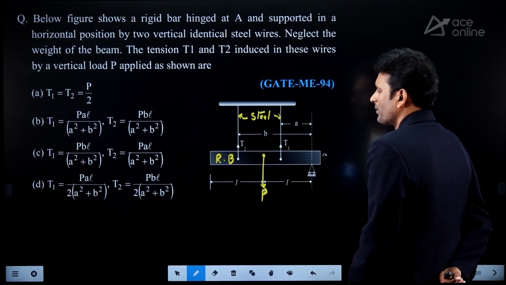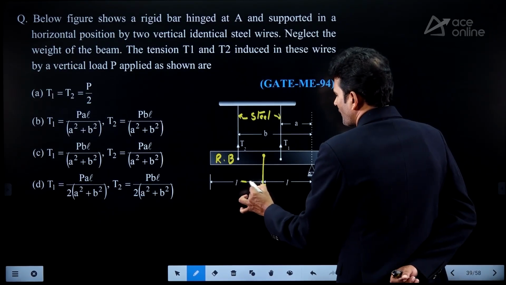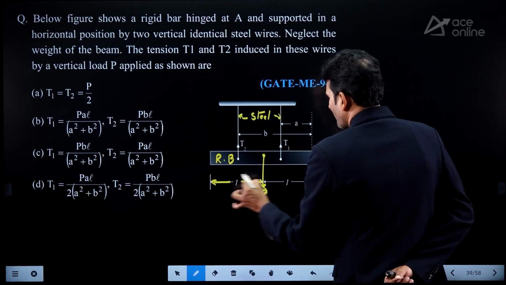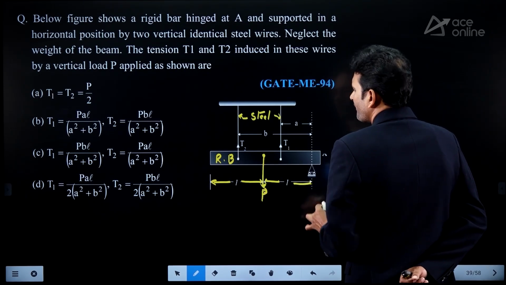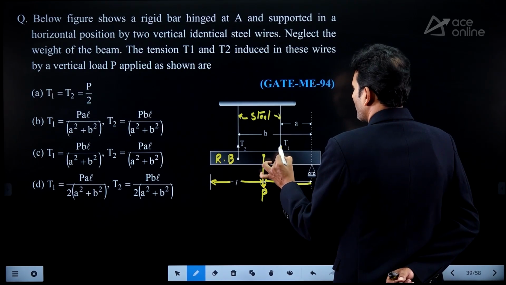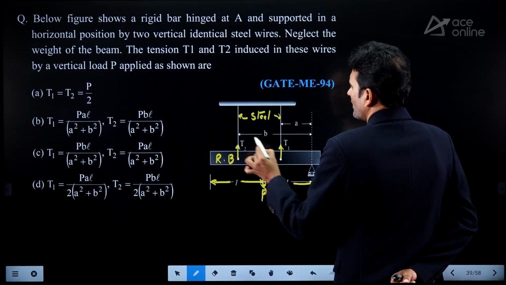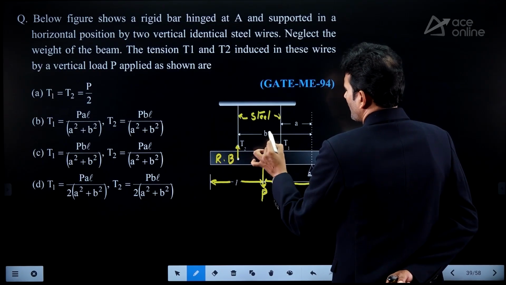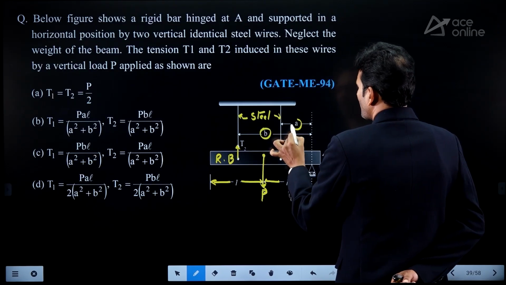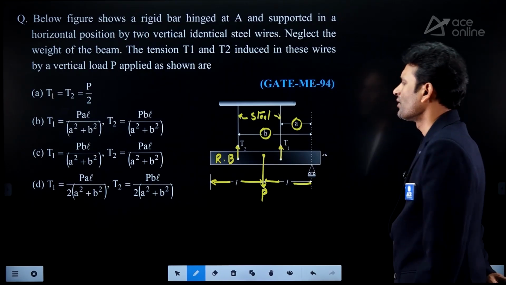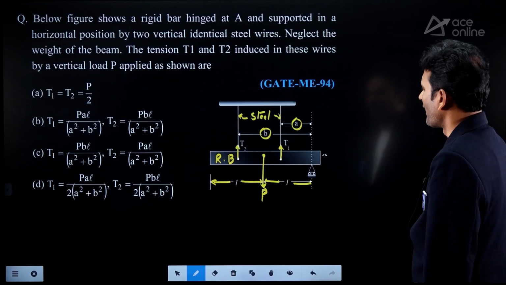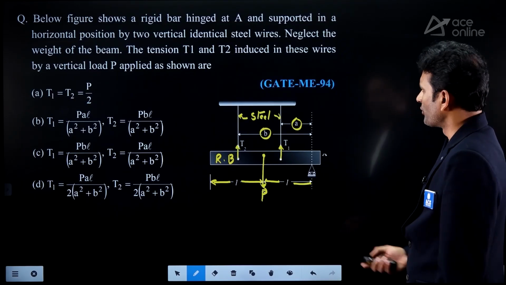That is the load. Now, this is L units and this is L units. The tension in the first wire is T1, the tension in the second wire is T2, and as clearly mentioned, this distance is B and this distance is A. Here we are providing the hinge support. That's fine. So, let me take the FBD of this one.